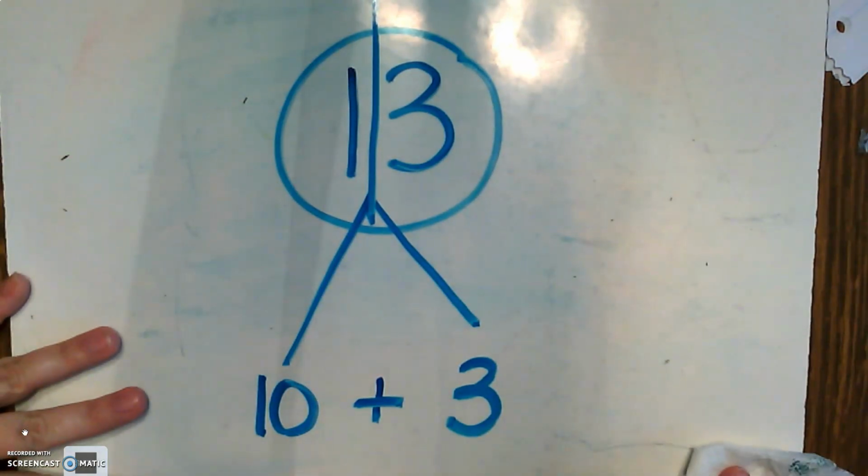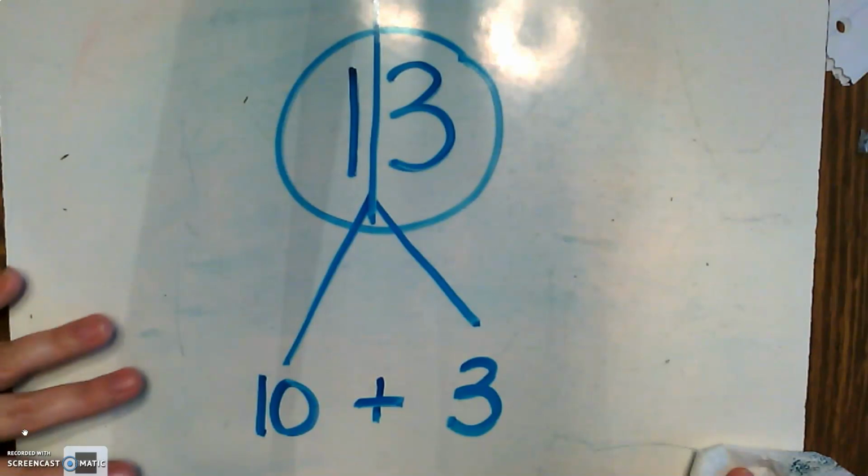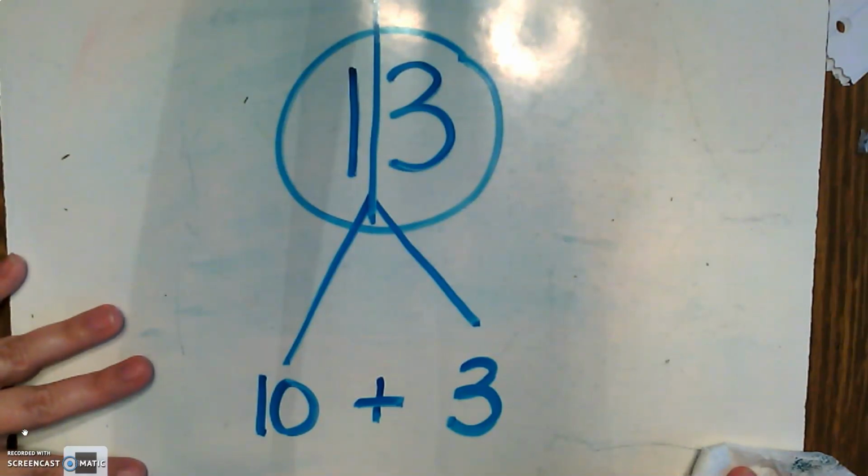So remember, decomposing numbers, and we're working on those teen numbers, numbers that start with a 1, which represents a group of 10 and has some extra ones.